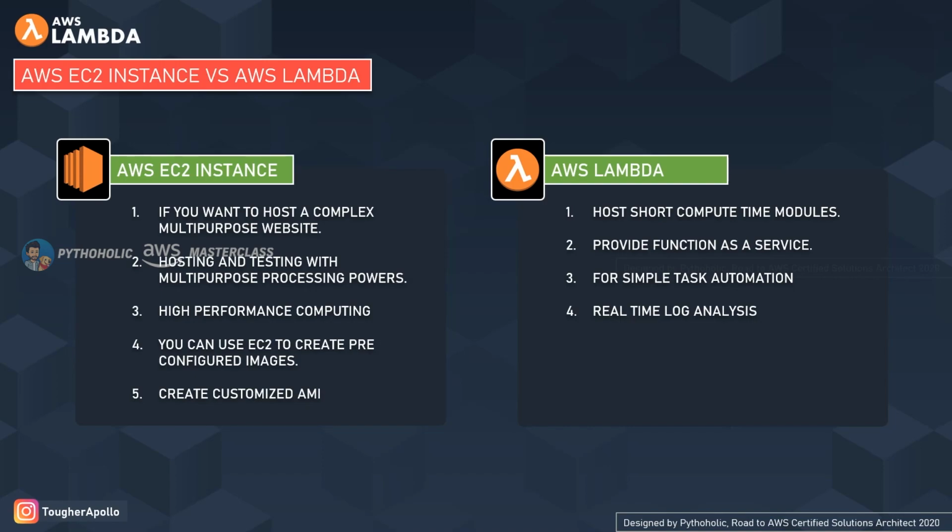So we mostly recommend using EC2 instances if you want to host a complex multi-purpose website, or if you are hosting and testing with multi-purpose processing powers for various use cases, or when you need consistent high performance computing, or when you have the need to create pre-configured images or customized AMIs.